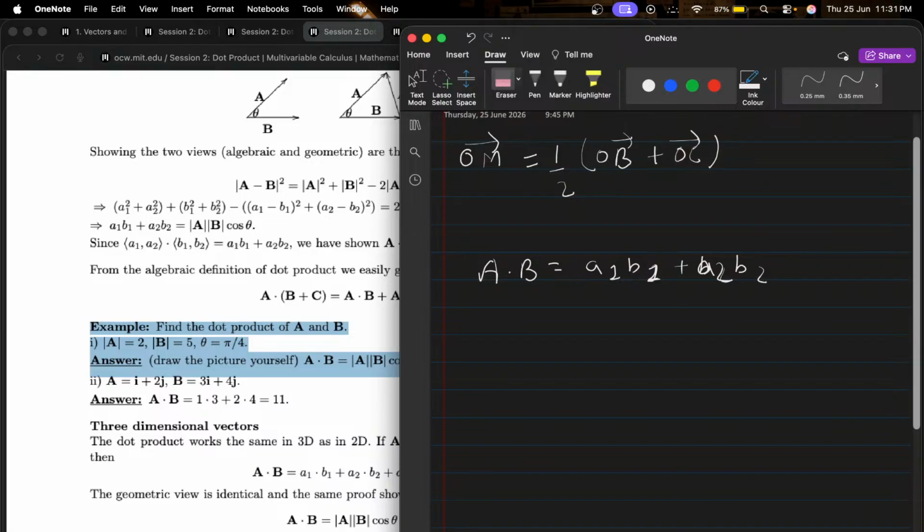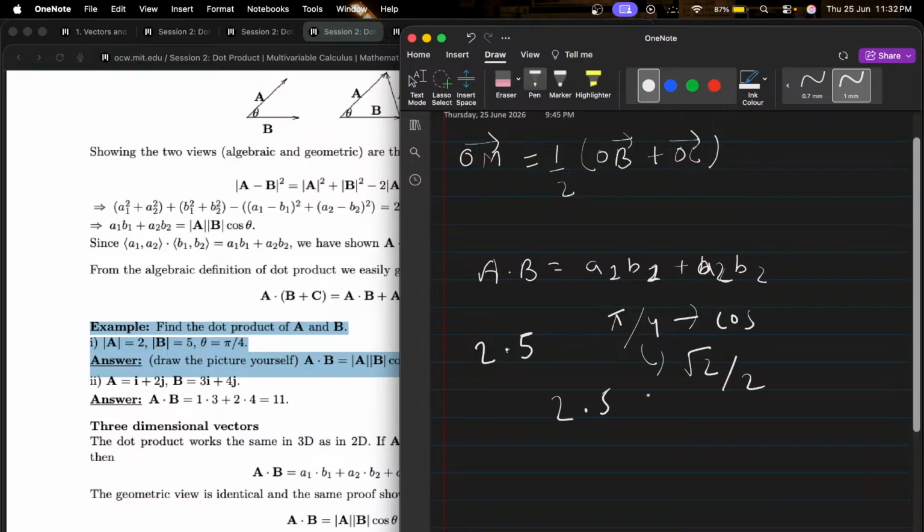So here AB is 2.5, and so pi by 4 in cos, so this will be root 2 by 2, so 2 dot root 2 by 2, so the answer comes out to be 5 root 2. Okay, it was fun.